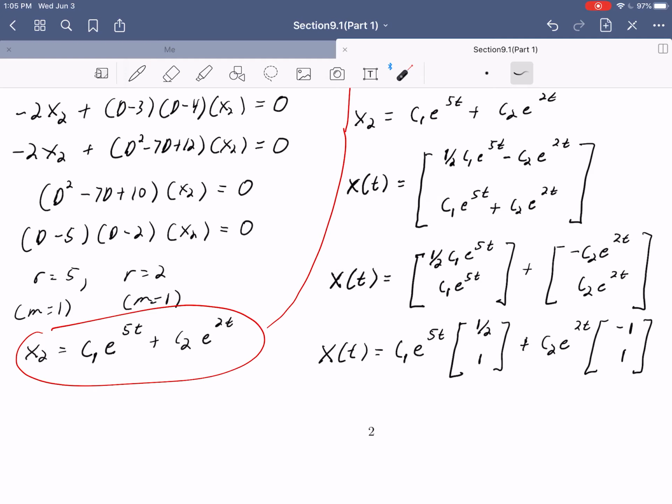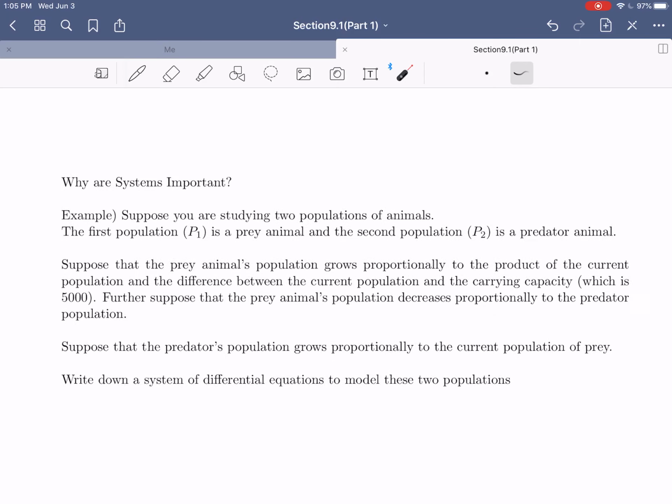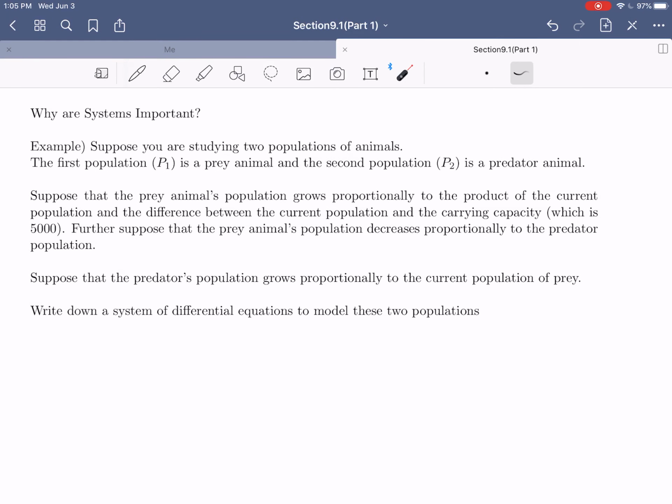Okay, last thing I want to do in this, since this is just an introduction to systems here, is talk briefly about why systems are important and the types of things we can model with them. So let's take a look at one differential modeling example based around a system. So, why are systems important? Well, one of the most famous basic uses of systems of differential equations for modeling is in studying populations that relate to one another.